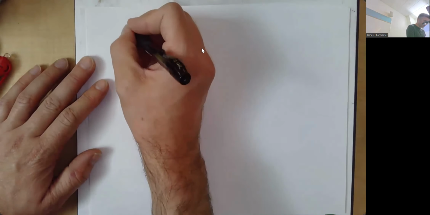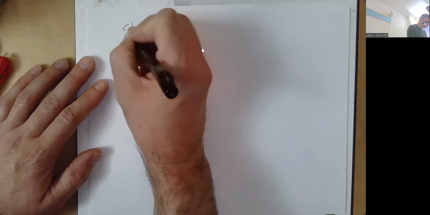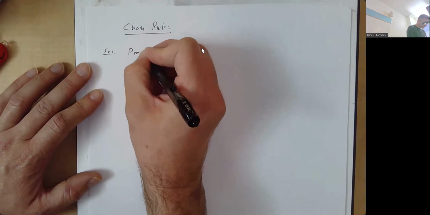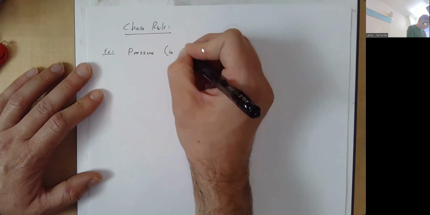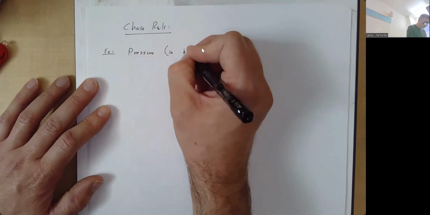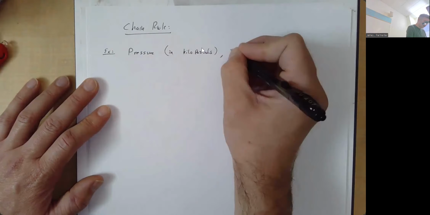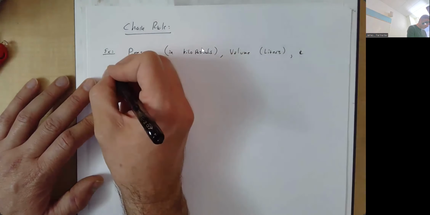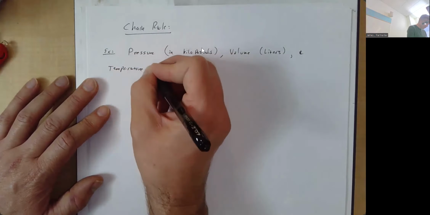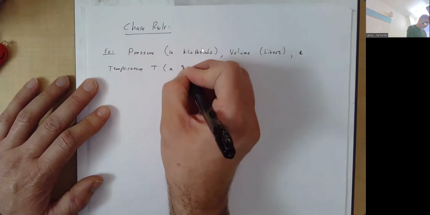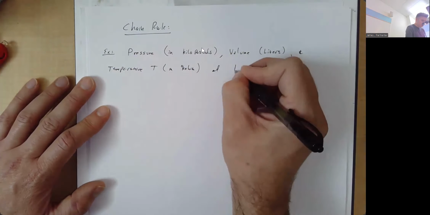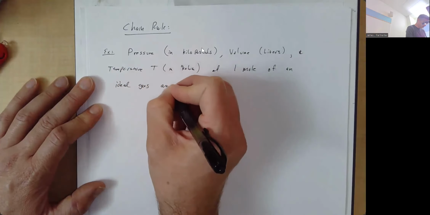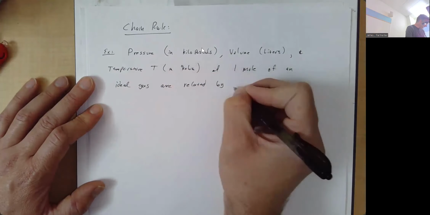I'm going to try and not write all the words here. So let's say we've got the following. Pressure, which is measured in kilopascals, which I think is kPa. Yeah, sure. I don't really care. Kilopascals. Volume, measured in liters. And temperature, measured in degrees Kelvin, of 1 mole of an ideal gas are related by the ideal gas law.